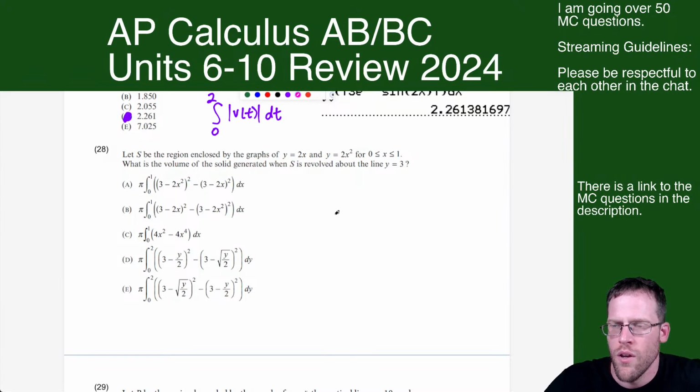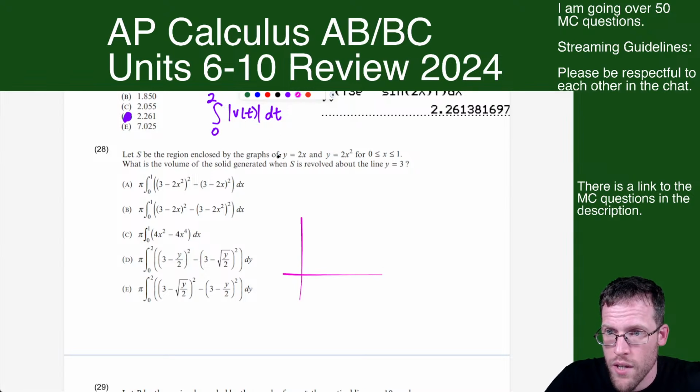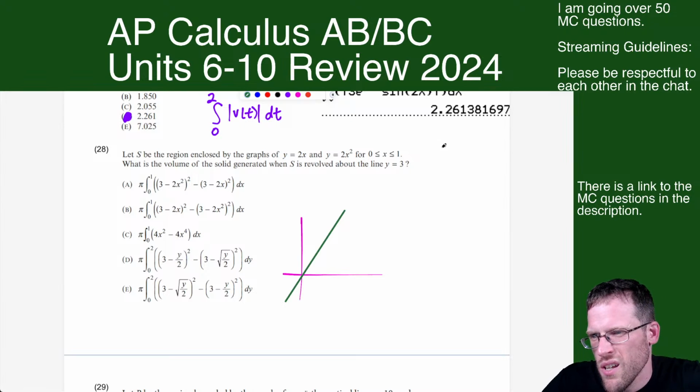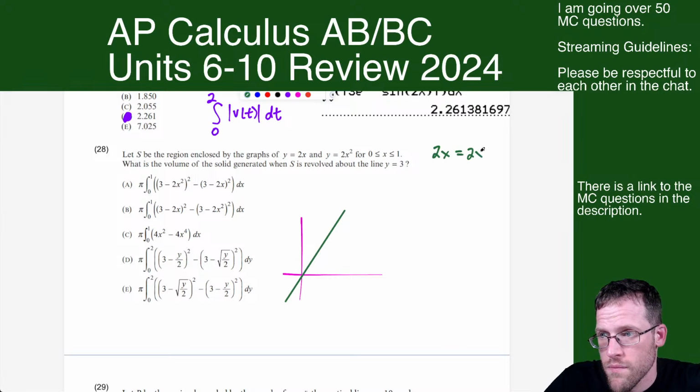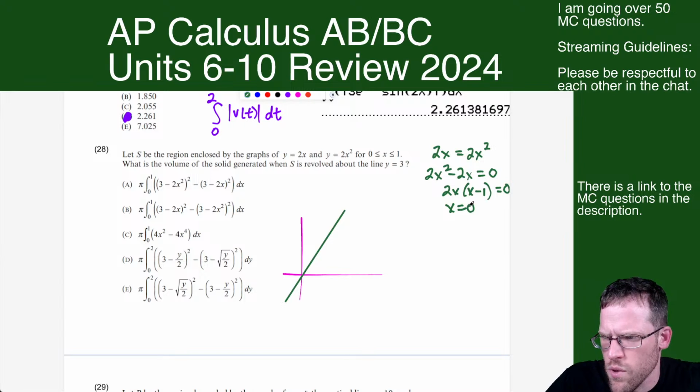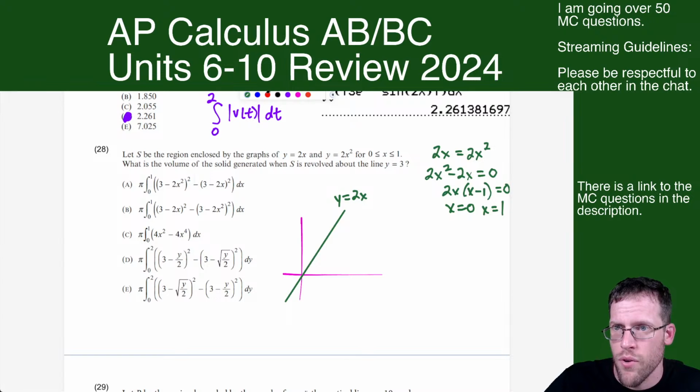All right, this one. Oof. What is the volume revolving? Let's pretend no calculator. So here, I have y equals 2x, and then y equals 2x squared. I would just set these equal to see where they intersect. So 2x squared minus 2x is 0, and then 2x times x minus 1 is 0. So x is 0 and 1. Those are the intersection points of y equals 2x and the parabola.